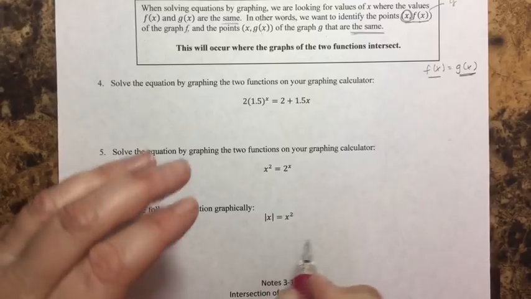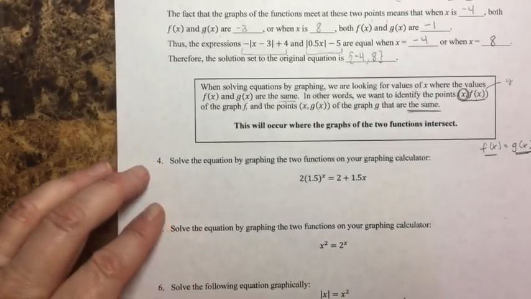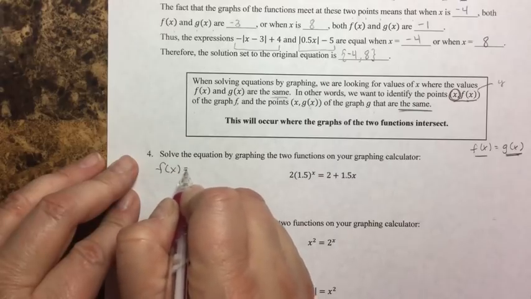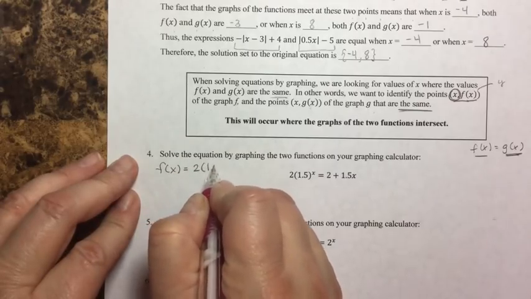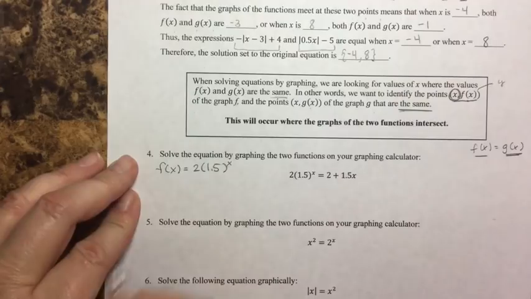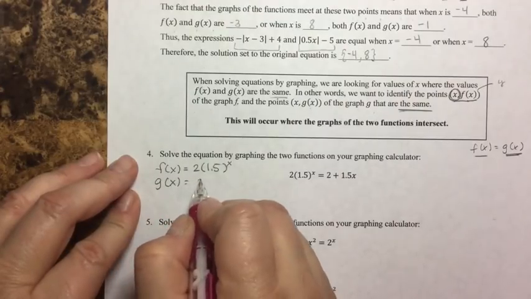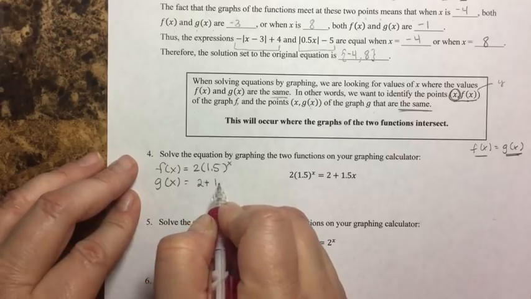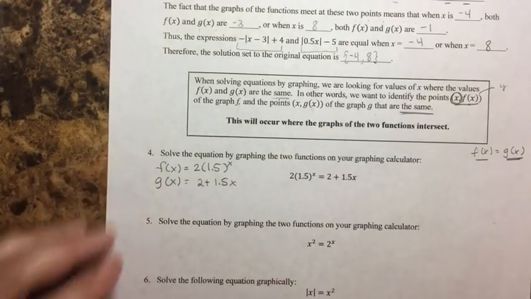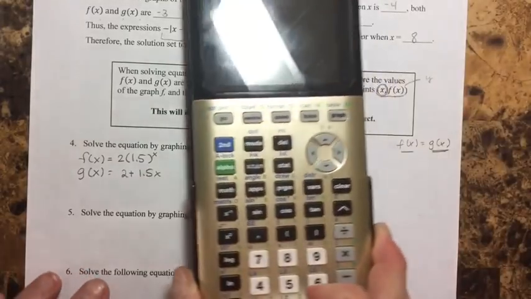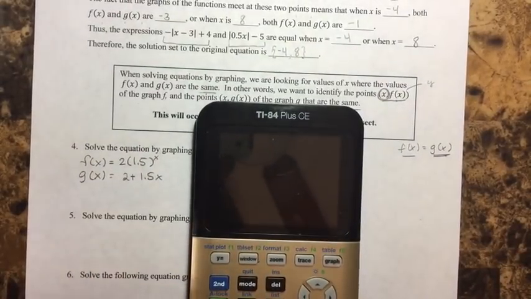Okay, so here we go. We are going to graph these 2 functions. We're looking at number 4 here. We're going to graph f of x, and we're going to let that equal 2 times 1.5 to the x, and we're going to graph g of x, and that's going to be 2 plus 1.5x. Now, aren't you glad we don't have to do this by hand? All right, so I'm going to bring my calculator over here, and hopefully you can see that.